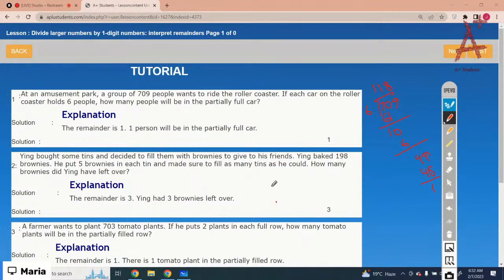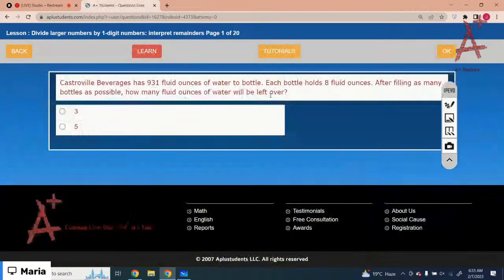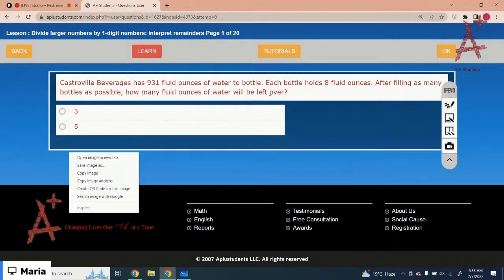So the next one is 118. Okay, let's just start with the test question. Castrol Beverages has 931 fluid ounces of water to bottle. Each bottle holds 8 fluid ounces. After filling as many bottles as possible, how many fluid ounces of water will be left over?